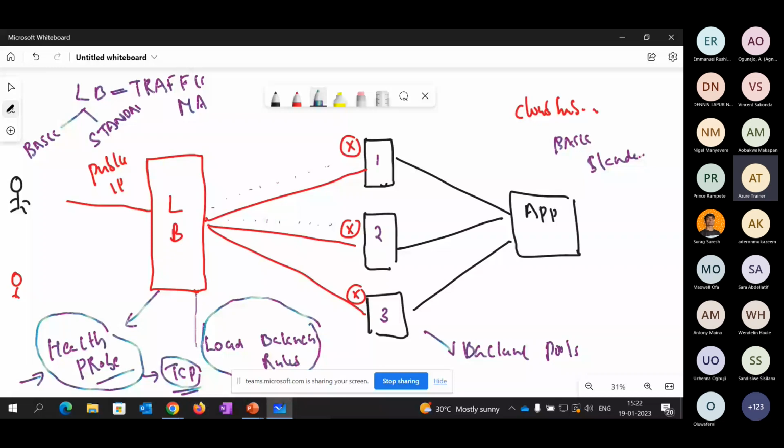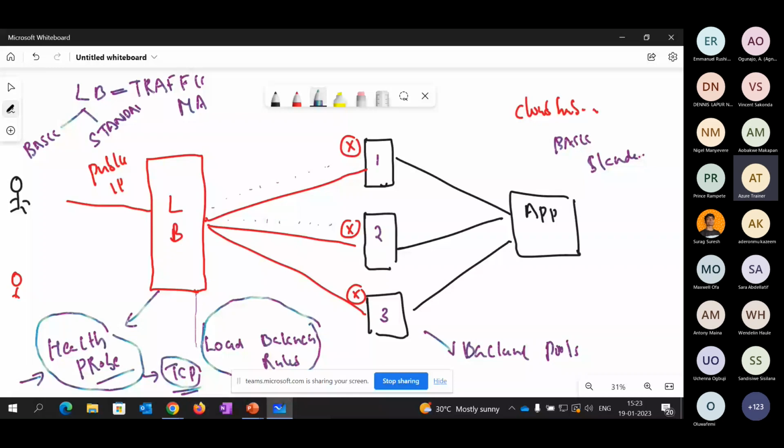Basically, it's used for traffic management, for distributing the load. We are using load balancers on the cloud side, and it is not only about load balancing.